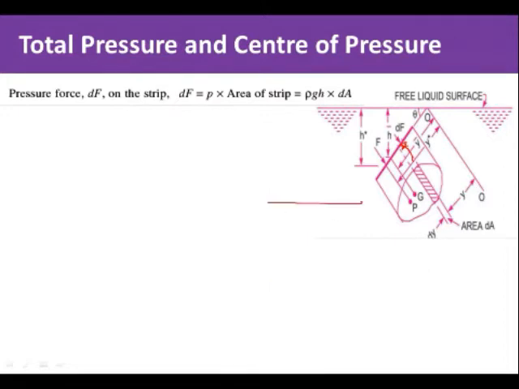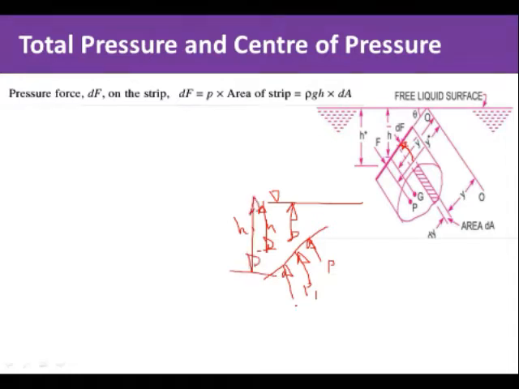Now this is our surface, this is our plane, and at a depth h, the intensity of pressure acting is P. Similarly, at a depth h1, the pressure acting will be P1, where P1 is rho g h1 dA. Similarly, at a depth h2, the pressure acting is P2, where P2 equals rho g h2 dA, and so on. That means on the entire surface, the pressure is continuously changing. As the depth increases, h increases in the downward direction, the value of P increases.